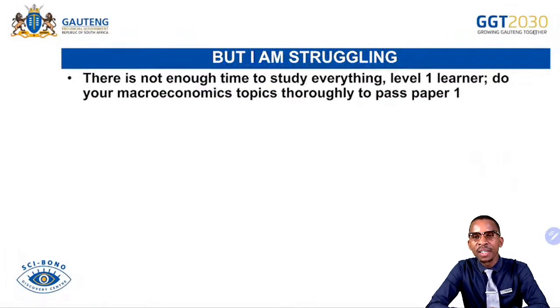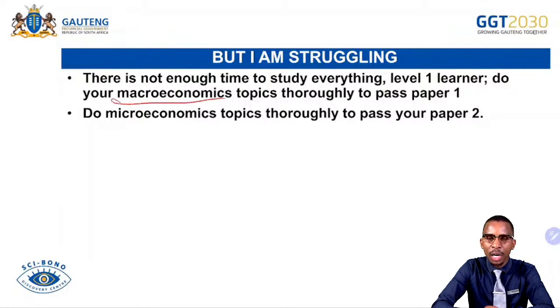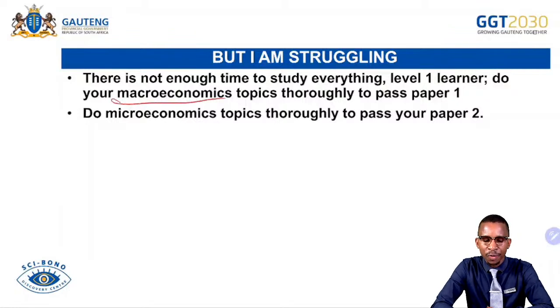So what if I'm struggling as a candidate? I don't know what to do. There is not enough time to study everything. Remember, level 1 learner, do your microeconomics topics thoroughly and pass your paper. And then you can also, if you are good in your economic issues or economic pursuit, work on that. So for paper 1, just work on micro. Macro is most accessible for you. If you see that you are struggling, work on macro, or if you are good in pursuit, work on pursuit thoroughly, and then you go for the question paper, you will escape level 1.